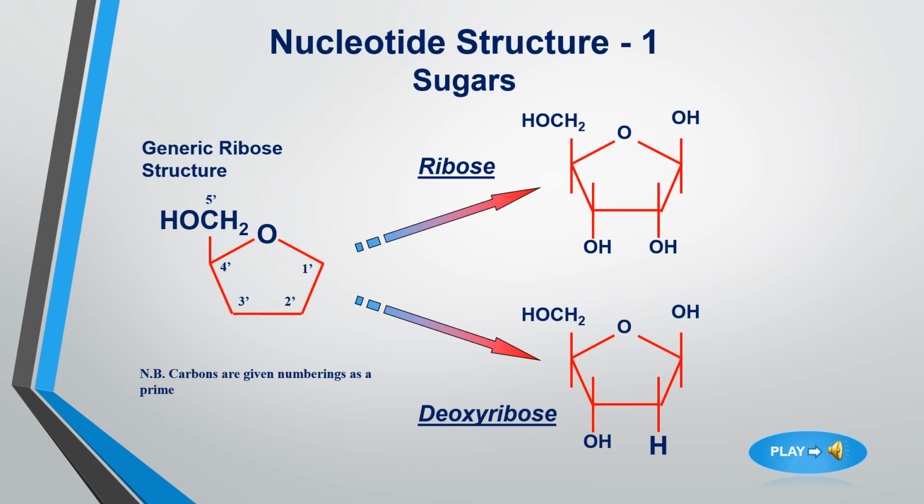There are two types of pentose sugars present in nucleic acids: ribose and deoxyribose. Ribose is present in RNA and deoxyribose is present in DNA. The formula of ribose is C5H10O5 and of deoxyribose is C5H10O4. One oxygen is missing in deoxyribose.